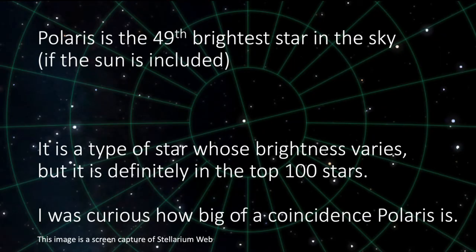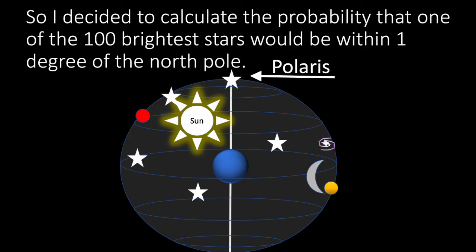Polaris is the 49th brightest star in the sky if the sun is included. It is a type of star whose brightness varies, but it is definitely in the top 100. I was curious how big of a coincidence Polaris is. So I decided to calculate the probability that one of the 100 brightest stars would be within 1 degree of the North Pole.